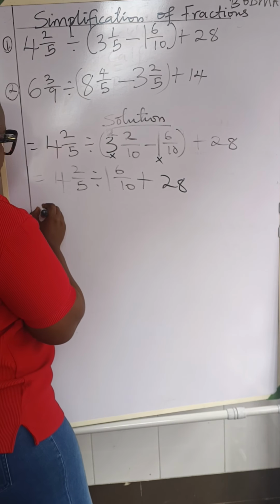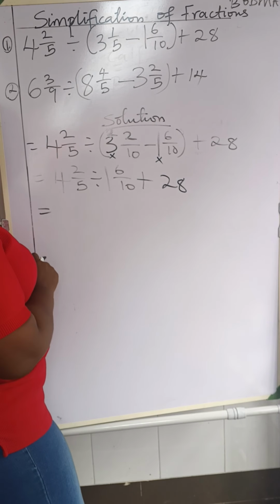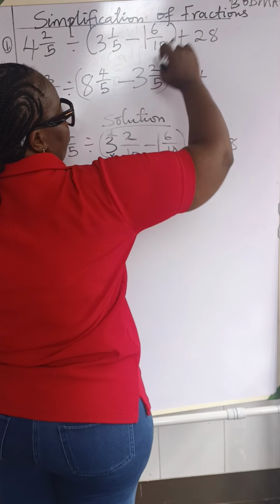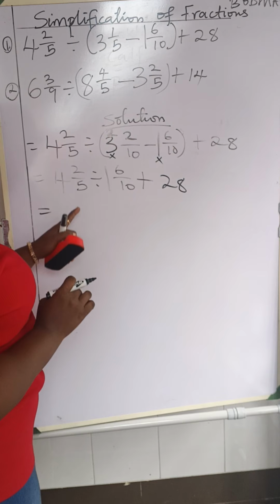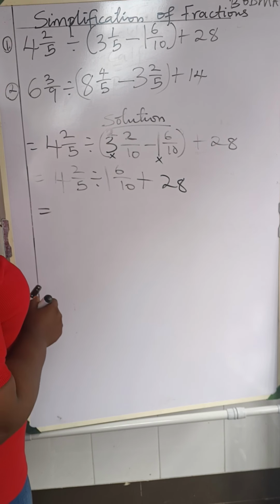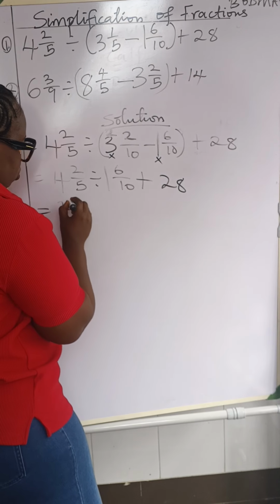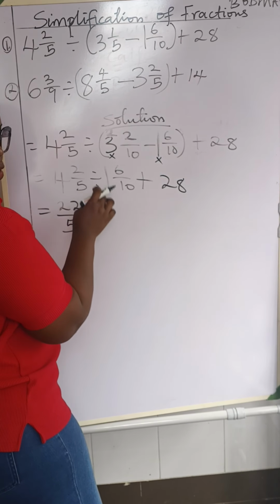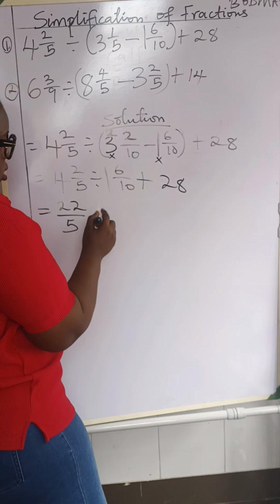So let's go again. We have 5 times 4 here is what? 20. We are going for division now because we don't have anything O. So we are going for D, which is a division. So we are already solving for that. We have 5 times 4 is 20. 20 plus 2 is 22. So we have 22 over 5 here.